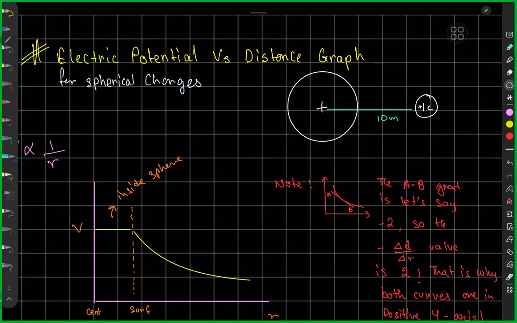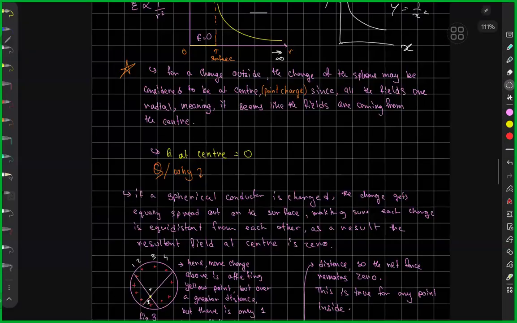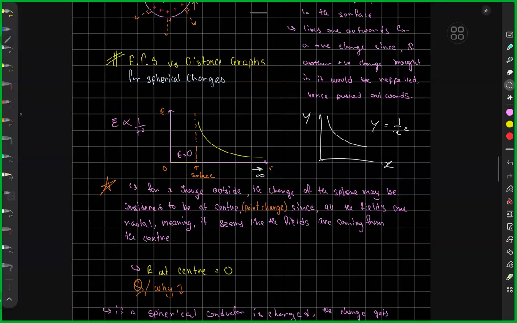And as I move towards the surface, the work done increases. Why? Notice, as I move towards the sphere's surface, my electric field strength increases. So the force opposing my charge increases as I move towards the surface of the sphere.